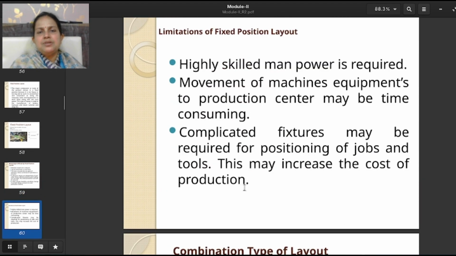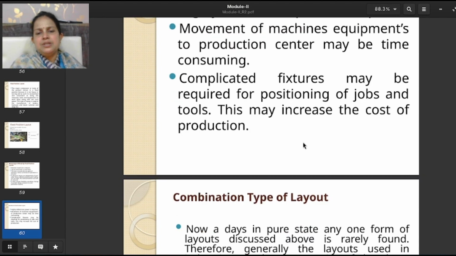What are the limitations of fixed position layout? Highly skilled manpower is required in this case. Movement of machines and equipment to the production center may be time consuming. So these are some limitations of the fixed position layout.